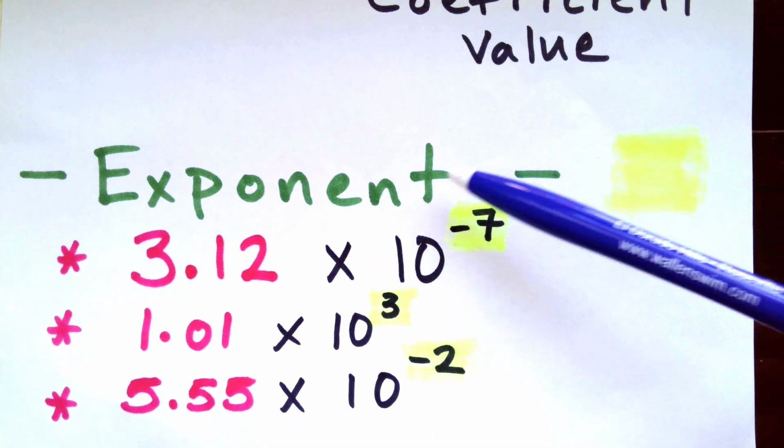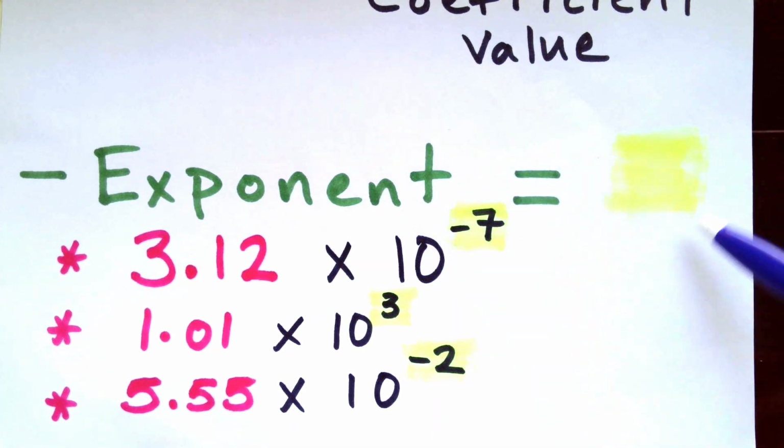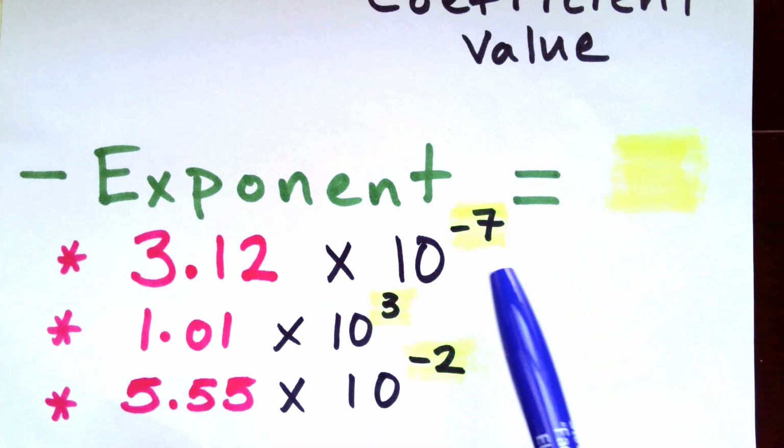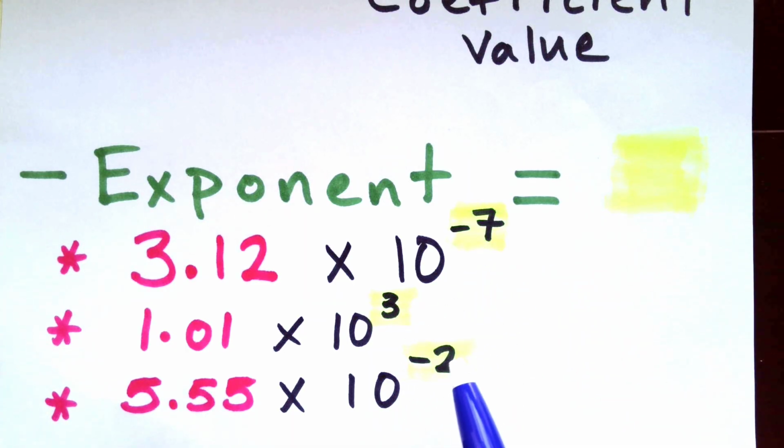Exponents, another term. Well, the exponents here are highlighted in yellow. Negative 7, 3, negative 2 are examples of exponents.